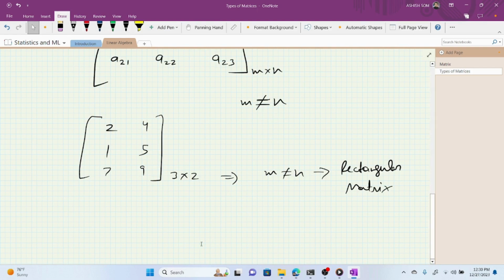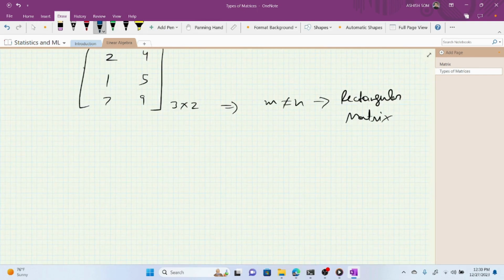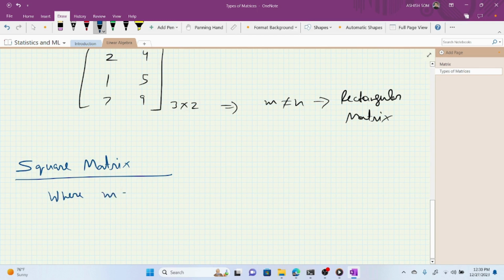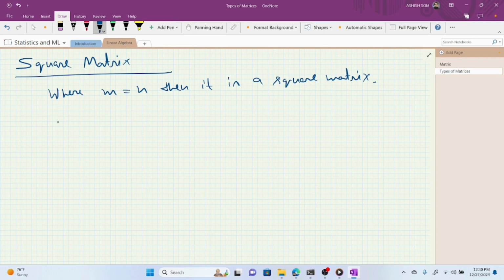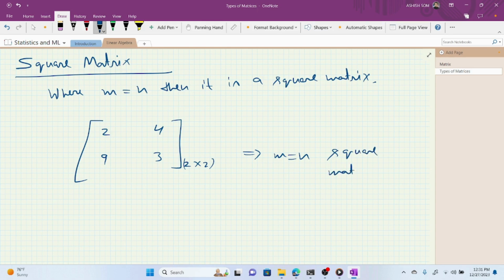Now the second matrix that we have is the square matrix. Where m is equal to n, then it is a square matrix. Now m is what? M is the number of rows, and n is the number of columns. So for example, I say 2 4, 9 3. So here we have a 2 by 2 matrix. Here we can say m is equal to n. Then we can say yes, it is a square matrix.